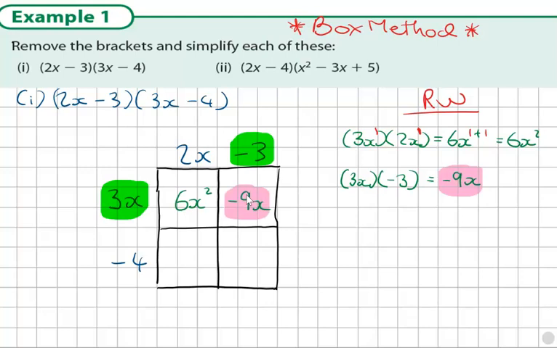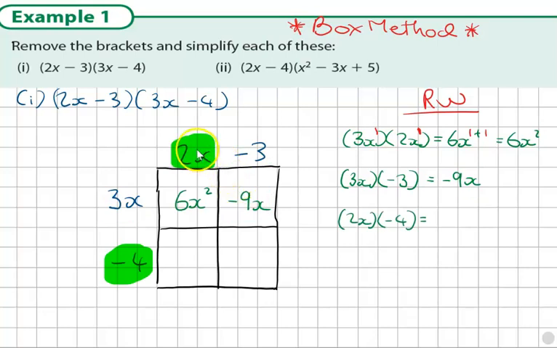Then we go again, we multiply another two terms. So I'm going to do 2x multiplied by minus 4, or you can say minus 4 multiplied by 2x. It doesn't matter, you'll get the same answer either way. 2x multiplied by minus 4 is minus 8x, and we stick that into the box.